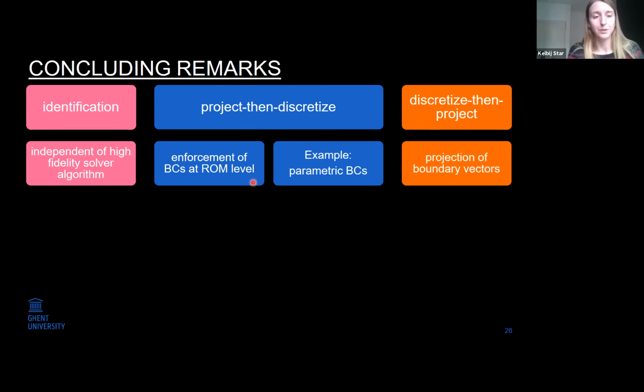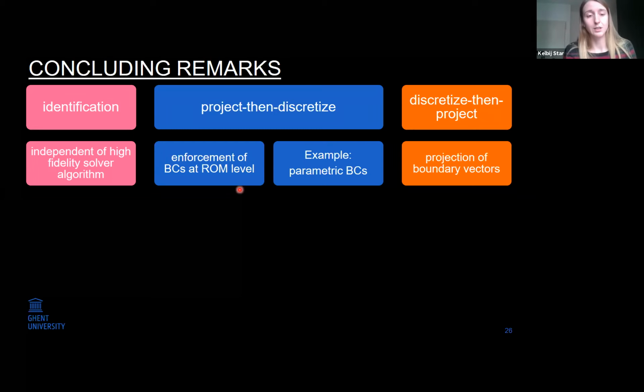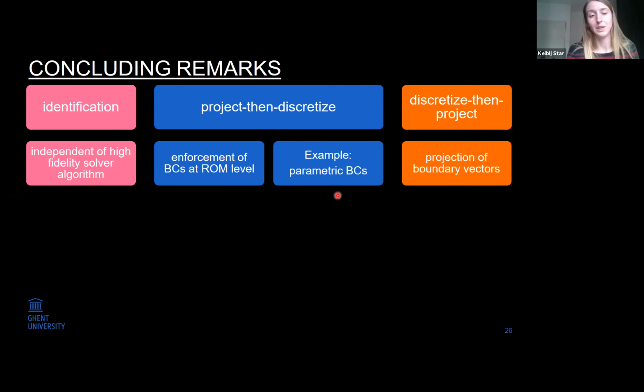We saw some methods to enforce boundary conditions in a reduced order model, both to actually have them in your reduced order model, but also to be able to change them such that you can run your reduced order model for different parameter values. And then finally, we saw the one I developed together with Benjamin last spring, using projection of boundary vectors in order to not have the lifting function approach or penalty method approach.